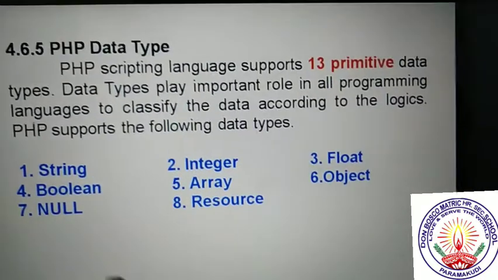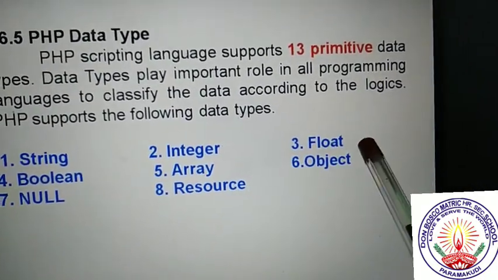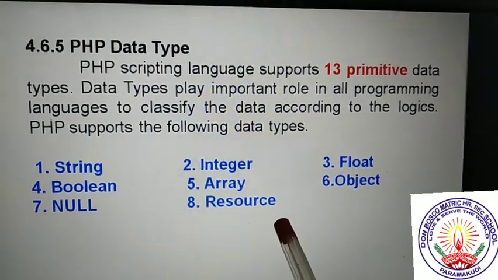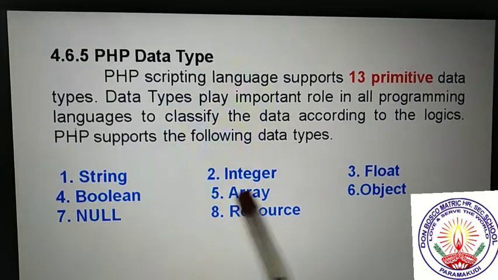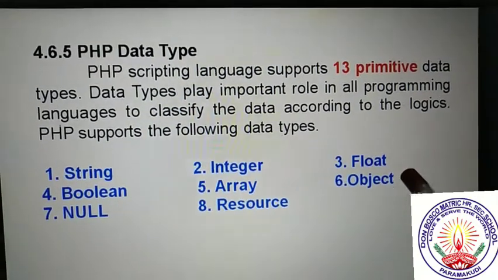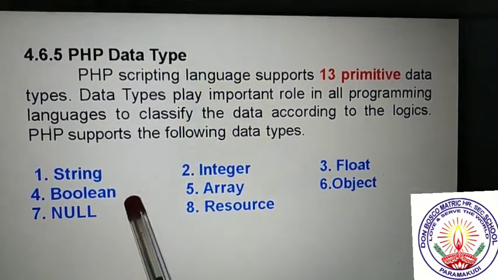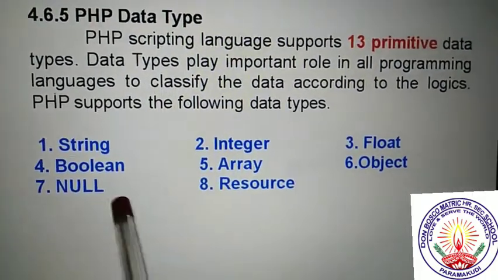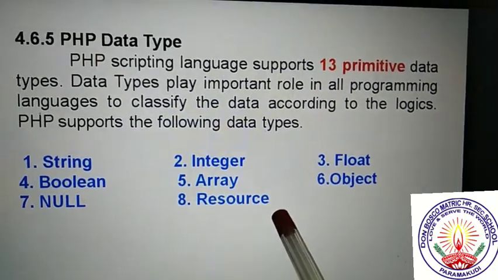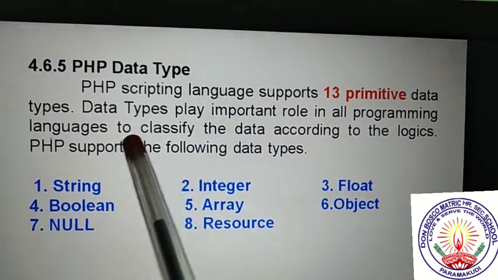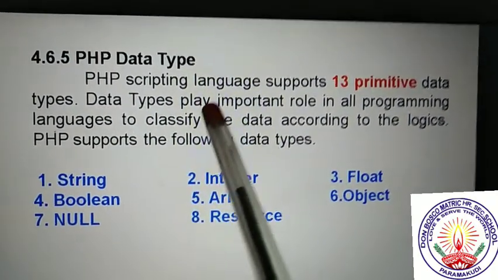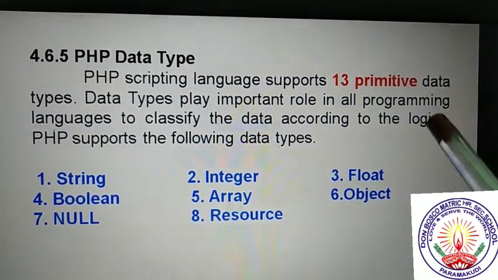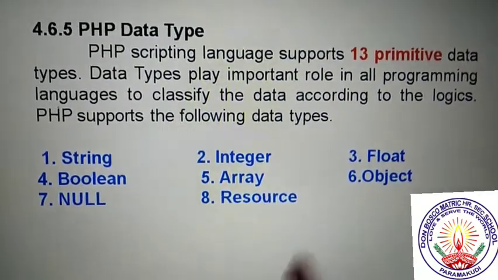String, integer, float, boolean, array, object, null and resources. The first one, string. Second, integer. Third, float. Fourth, boolean. Fifth, array. Sixth, object. Seventh, null. And eighth, resources. You should know that the PHP scripting language supports 13 primitive data types, but you have to learn only 8.